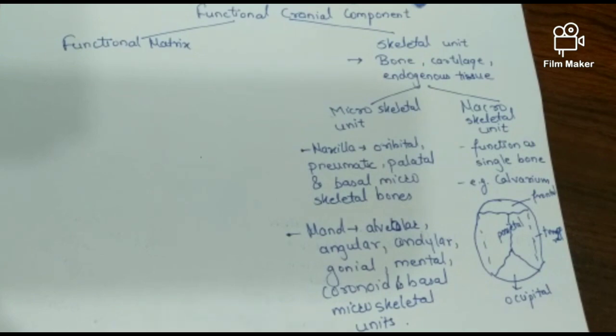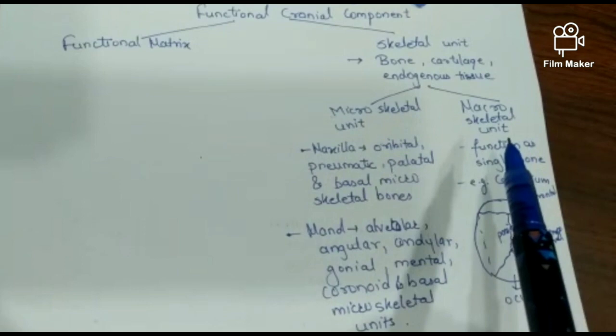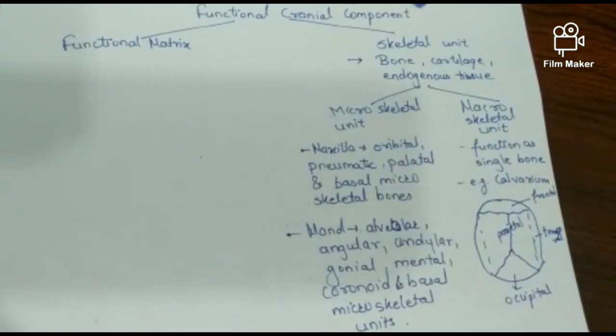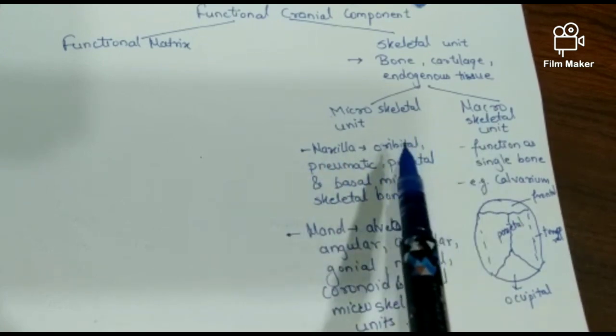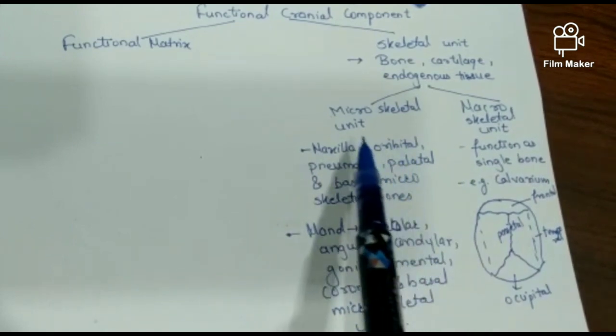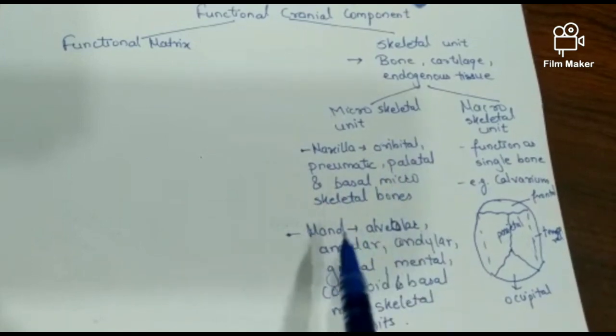What does the skeletal unit consist of? It consists of bone, cartilage, and endogenous tissue. Now, the skeletal unit is again divided into microskeletal unit and macroskeletal unit. What is a microskeletal unit? It means that a bone is formed by several microskeletal units, like the maxilla, which is formed by a number of micro units like the orbital bone, pneumatic bone, palatal bone, etc. The maxilla comprises a number of small units.